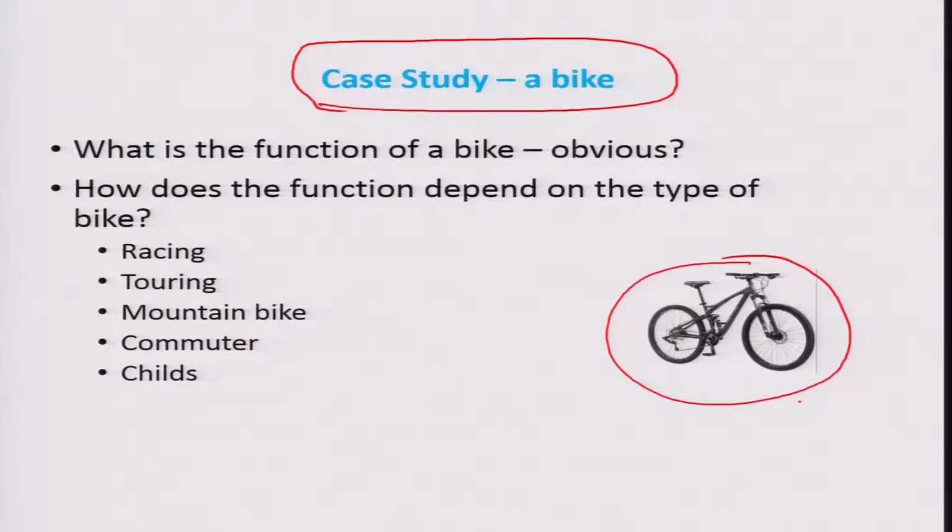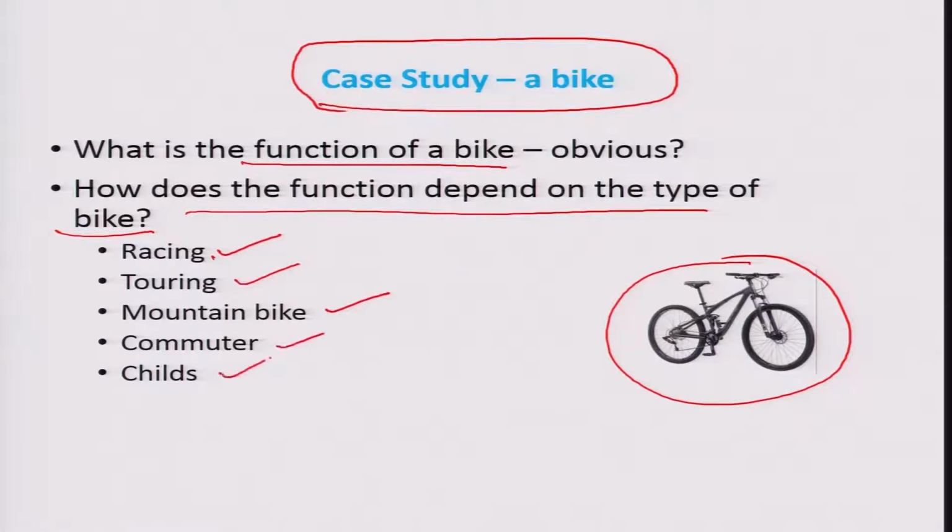Based on our previous discussion, first you have to decide what is the function of a bike. The function depends on the type of bike. A variety of types are available depending on your application: racing, touring, mountain bike, commuter, child, and for each purpose there is a variation in the design of the bicycle. So first you have to decide what you are going to fabricate and what its main purpose will be.